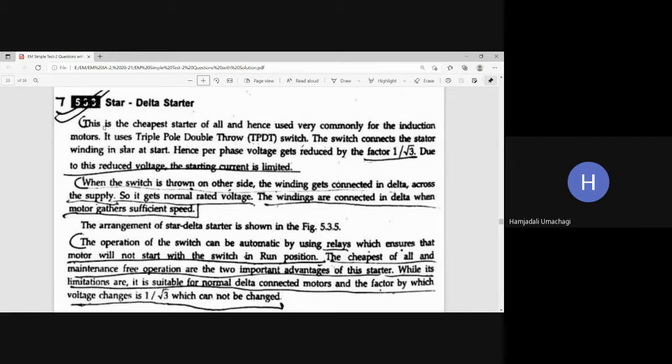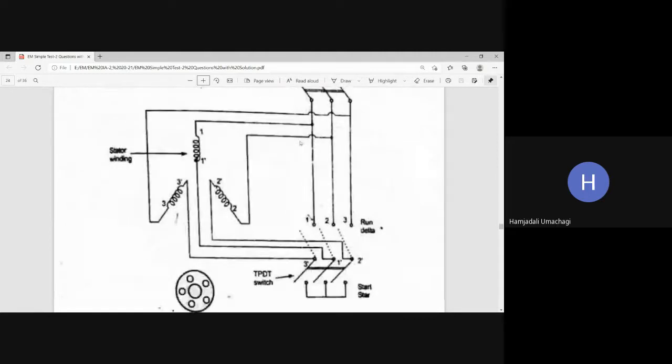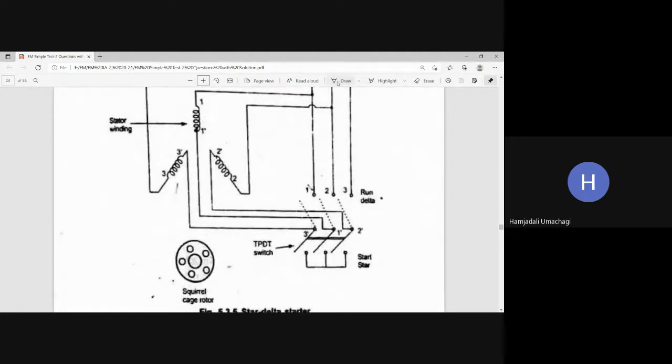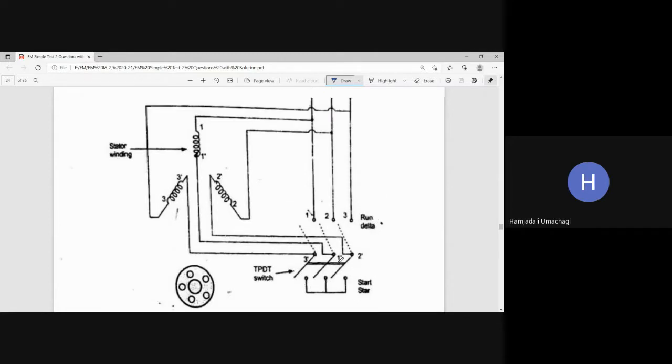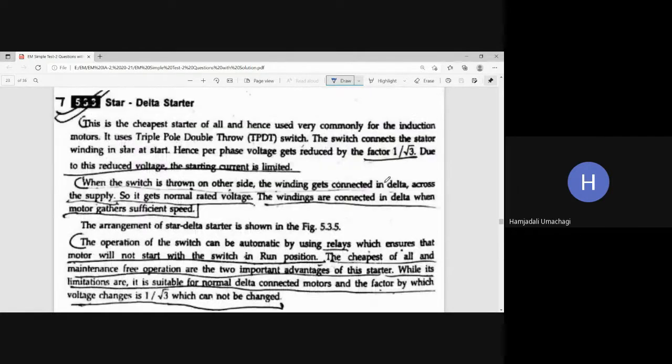Now see the description here. This is the cheapest starter of all, and hence used very commonly for the induction motor. So this is one of the cheapest economically, and it is commonly used for controlling the starting current of a three-phase induction motor. Okay, it uses a triple pole double throw, that is TPDT switch, as I have shown you. So in the case of star delta starter, it is going to make use of the TPDT switch. So this is the TPDT switch. During running condition, it will be in the delta position, and in the starting condition, it will be in the star connection. Okay. Now the switch connects the stator winding in star at start, as I have told you.